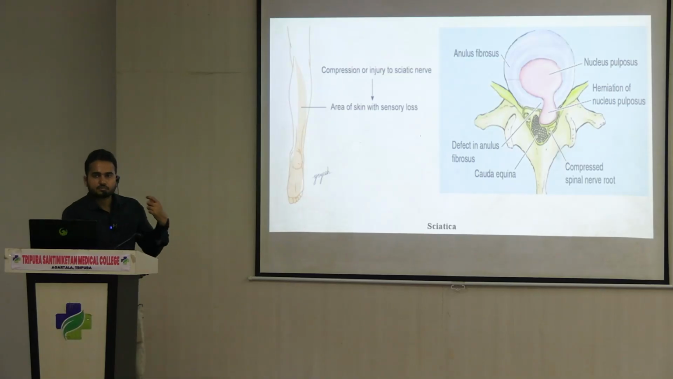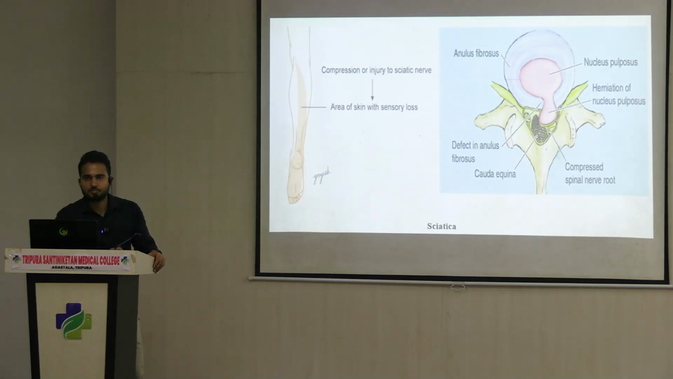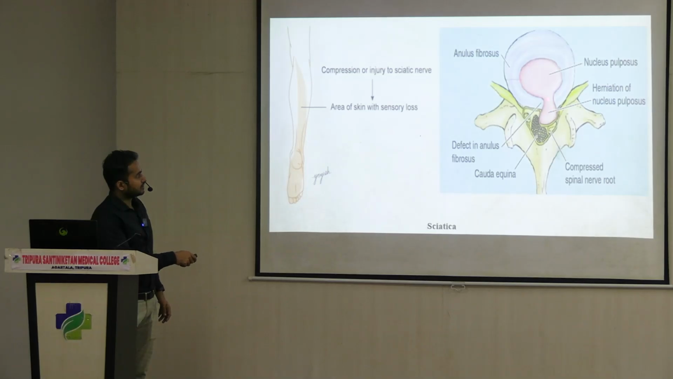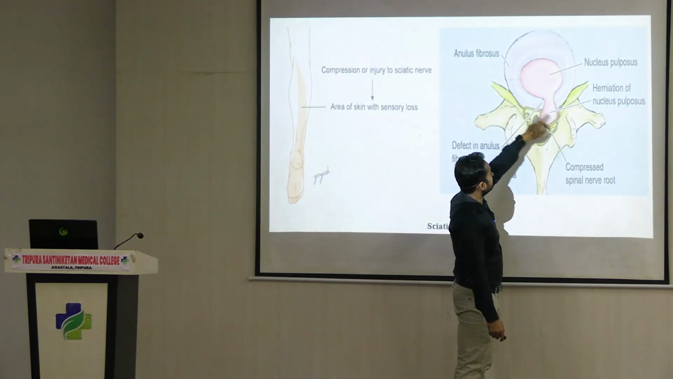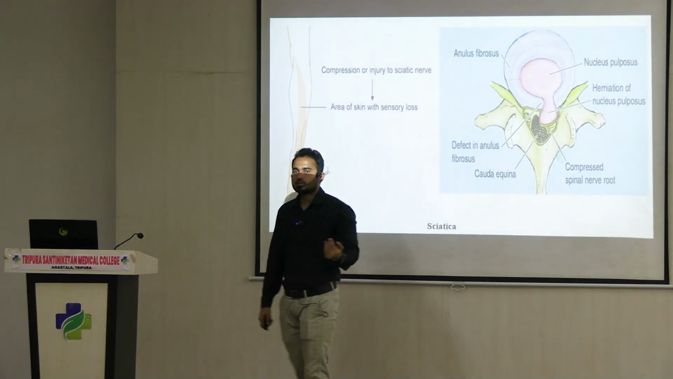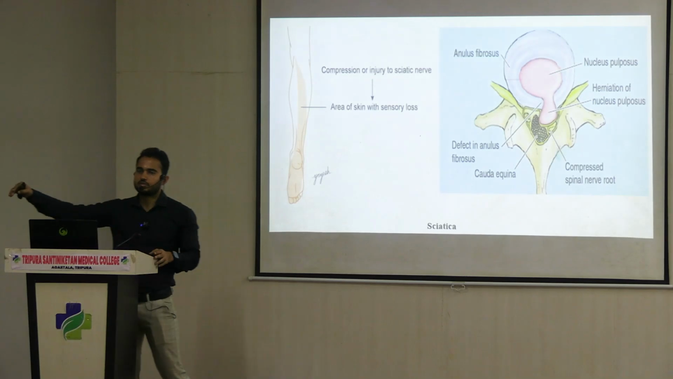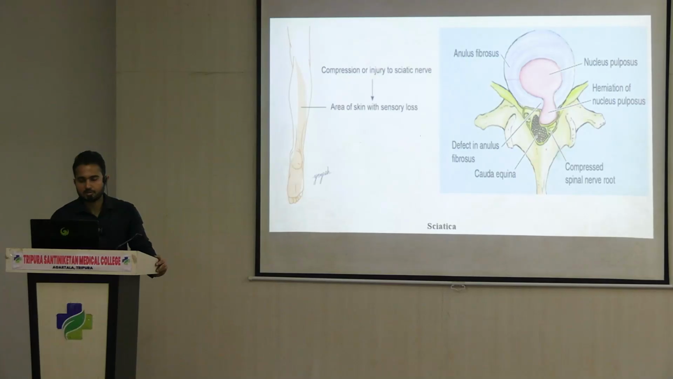Now whenever disc herniation is taking place, what happens? The annulus fibrosus herniates and then it compresses the spinal nerves which are coming out. You can see it is a herniated nucleus pulposus, and then it will compress the spinal nerve. From here the spinal nerve is coming out, you can see on both the sides. So because of this compression, throughout the distribution of the nerve there will be pain, numbness, all those problems. So that is the sciatica.